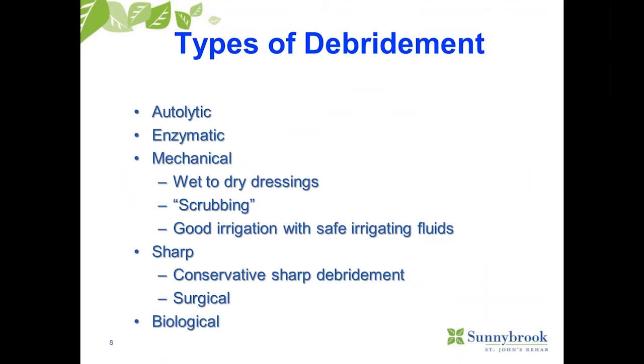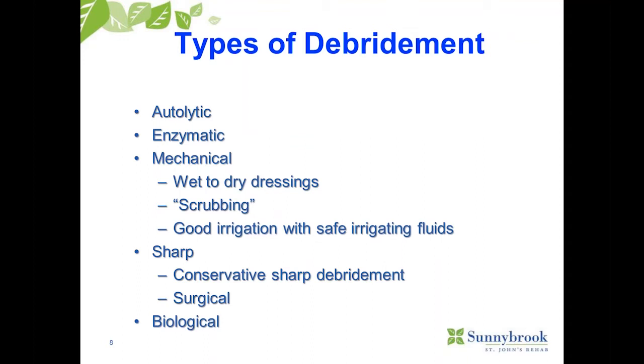So there are different types of debridement, and I'm going to mention a few. Autolytic is what we are trying to achieve with our moist interactive dressings, okay? It's nature's way of breaking down debris. There are enzymes that are naturally secreted by the body and would be held in place by the dressings.